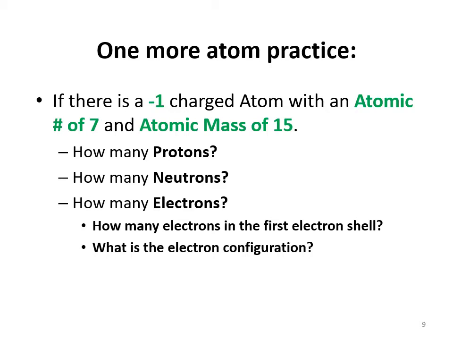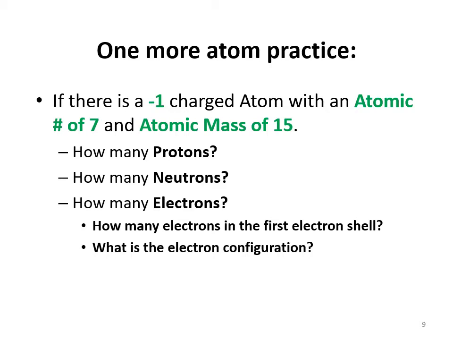Now I could even specify the electron shell or the electron configuration. So I could say, you just figured out that it has 8 electrons. How many of those will be in the first electron shell? Well, you already know that the maximum is 2. So 2 electrons would be in the first shell.